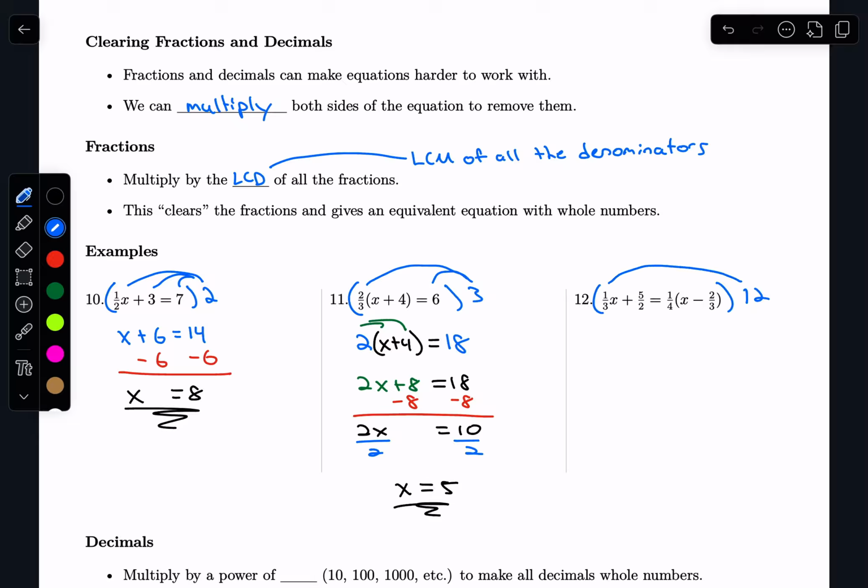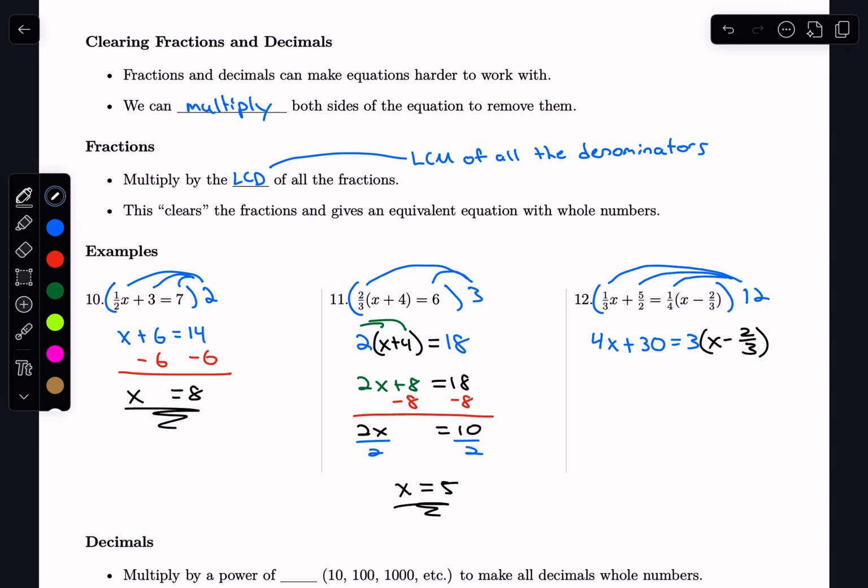I'm going to distribute this 12 to the 1/3, to the 5/2, and to the 1/4, but notice not into the parentheses, because that is all one term over there. Now, 1/3 times 12 is really 12/3, so that just gives me 4x. 5/2 times 12, I can divide by 2 first to get 6, and then times 5 is 30. So this just gives me 30 here. You could have also done 5 times 12 first to get 60 and then divided by 2, but either way, it's going to reduce to 30. 1/4 times 12 is just 12/4, so that's just 3. And then again, that x minus 2/3 was unaffected by this multiplication.